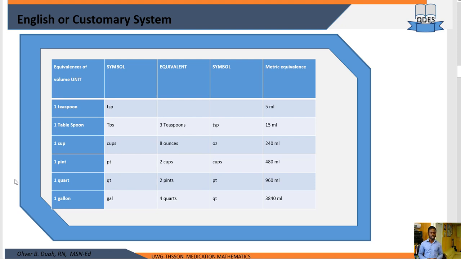I should point out that the most common ones that you're going to be seeing are your teaspoon, tablespoon, your cup, and pint, because when you give blood, we say I am going to give 2 pints of blood or 1 pint of blood, and so that is equivalent to 480 mLs in the metric system.